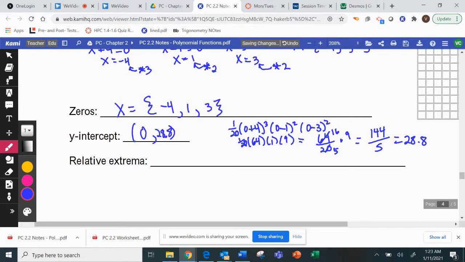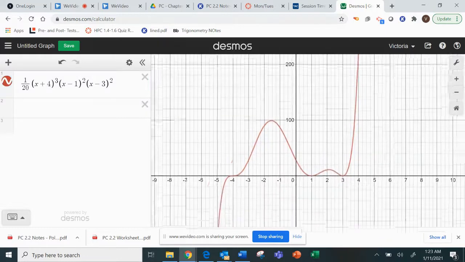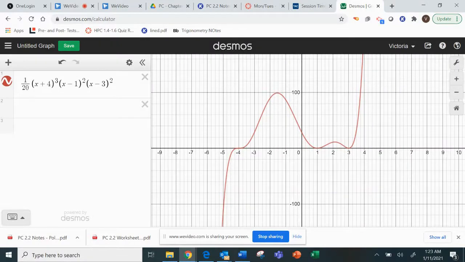Going back to Desmos, this is what you should have on your graphing calculator as well. It looks like I probably didn't even need to go all the way up to 300. What you want to do now is use your graphing calculator to find the minimum and maximum values. We will have a maximum value right around here. It looks like it might be right at 100, but you'd have to use your calculator to find that. Then there's a minimum here at 1, a maximum somewhere in between, and I don't think it's exactly at 2. And then we have a minimum here at 3.